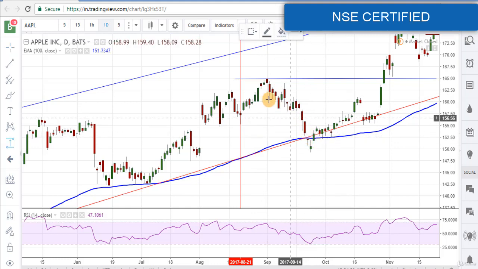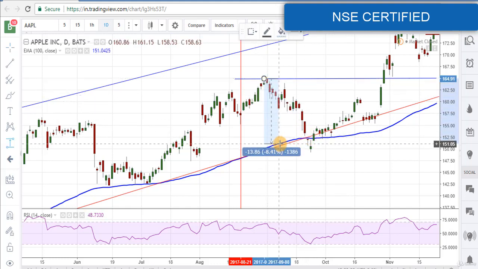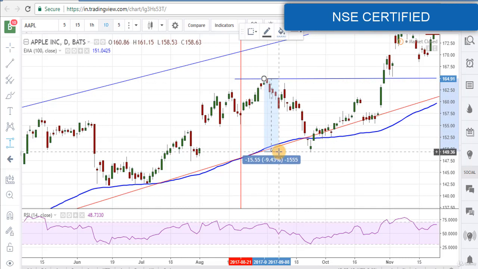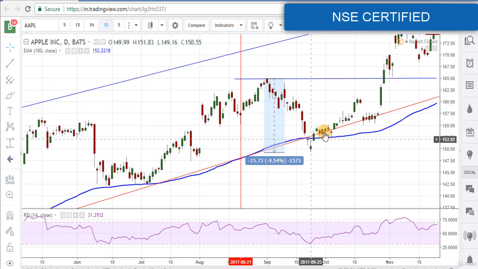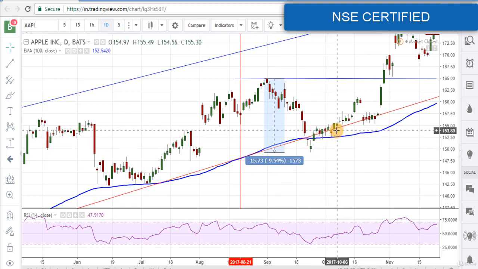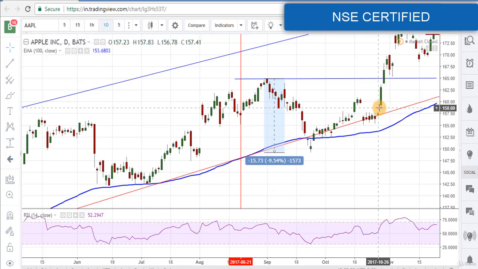If we calculate the fall, the price has made a fall of 9.54%. Now price is struggling at this trend line or moving average after getting a breakout here. You can see we are getting a breakout. Here also we are getting a breakout.